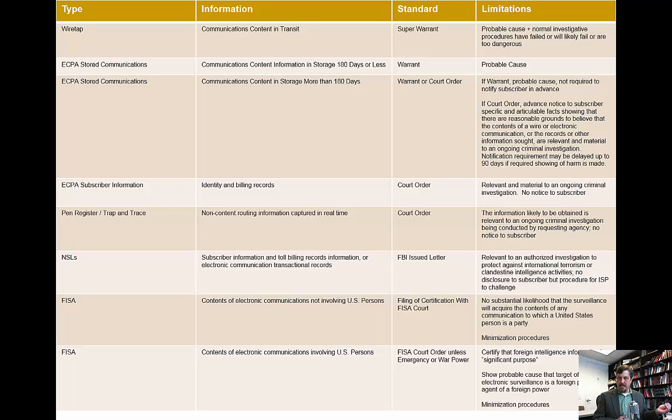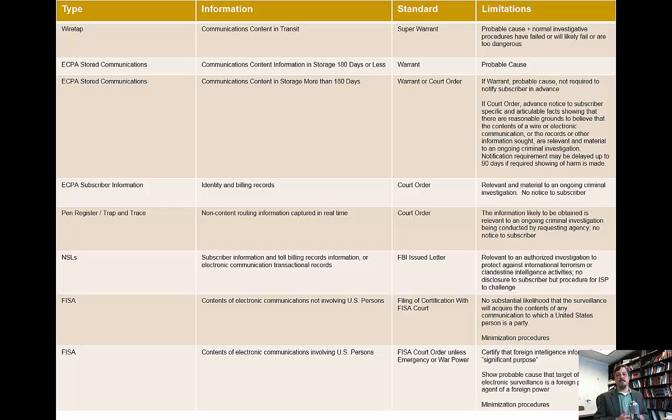Notice also under the ECPA, you can obtain simply subscriber information. That is, who's the identity of a subscriber and what is their associated username, with a court order on a showing much less than a warrant that it's relevant and material to an ongoing investigation.